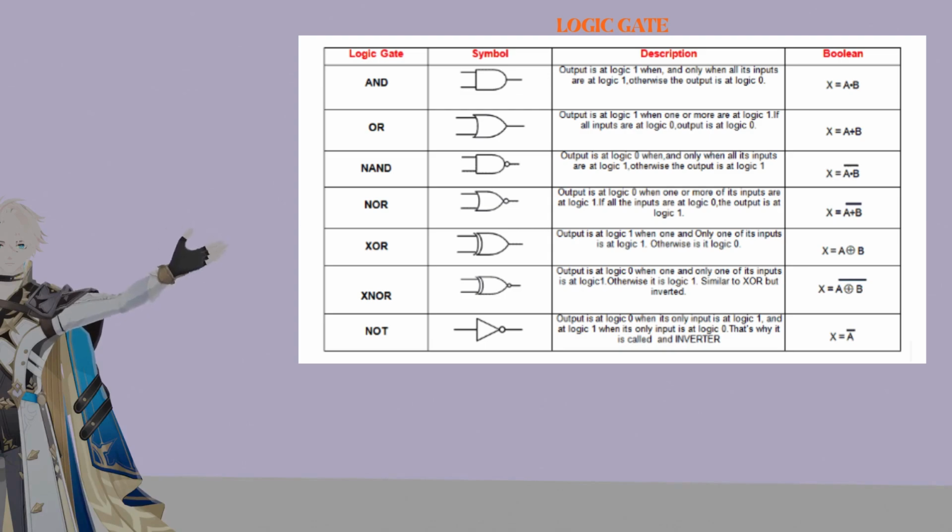For the last part, it's NOT gate. Finally, the NOT gate, also known as the inverter, has only one input and one output. It simply reverses the input signal. If the input is 0, the output is 1. And if the input is 1, the output is 0. The Boolean expression is x = a'. This simple gate is very powerful because it changes the state of any signal.